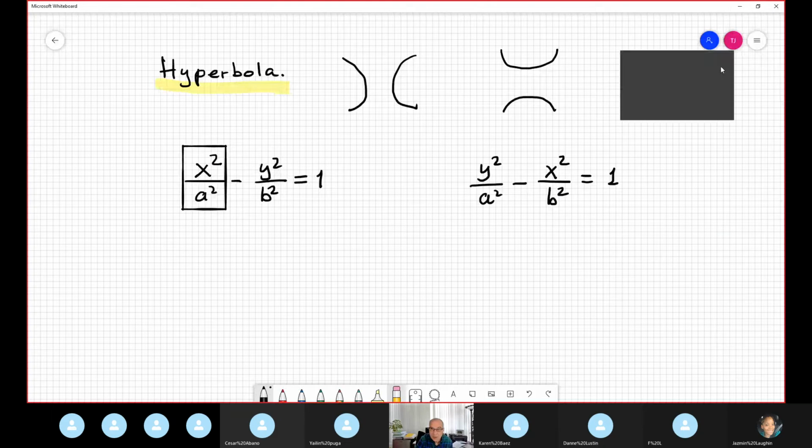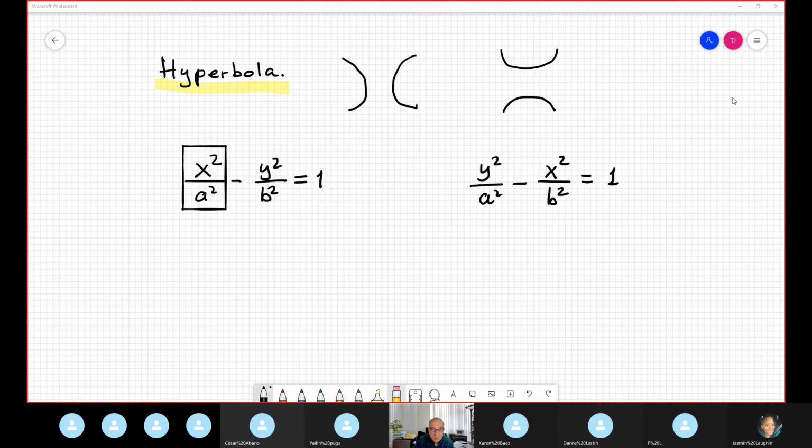Okay, repetition again at the beginning. A hyperbola contains two branches. We have this kind of hyperbola. By the way, this is a horizontal hyperbola, and this is a vertical hyperbola. So the equation for the horizontal hyperbola is like that.